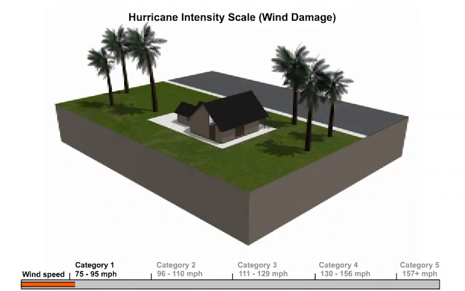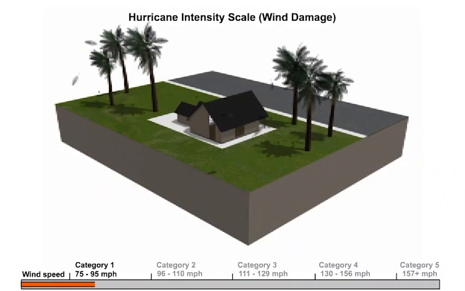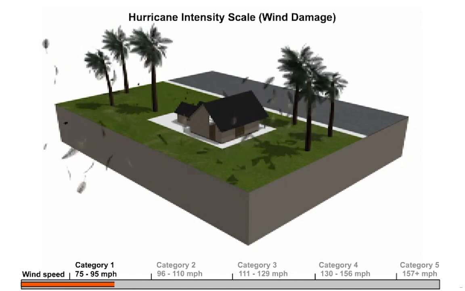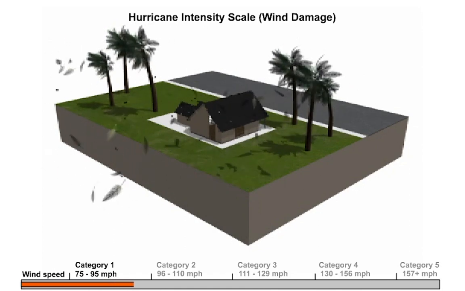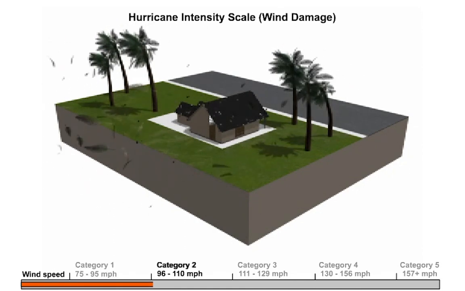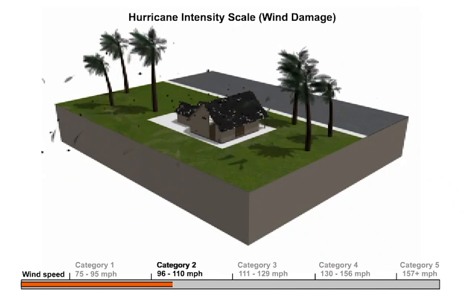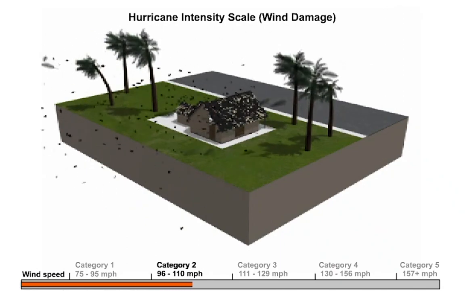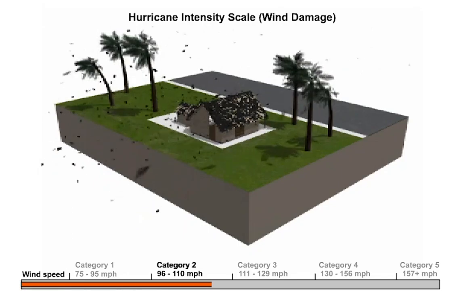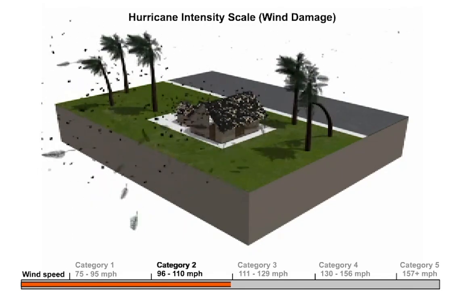The scale does not at all predict the potential for other hurricane-related impacts such as storm surges, rainfall-induced floods, and tornadoes. Category 1 has winds between 74 and 95 miles per hour or 119 to 153 kilometers per hour. Category 2 has sustained winds of 96 to 110 miles per hour or 154 to 177 kilometers an hour.